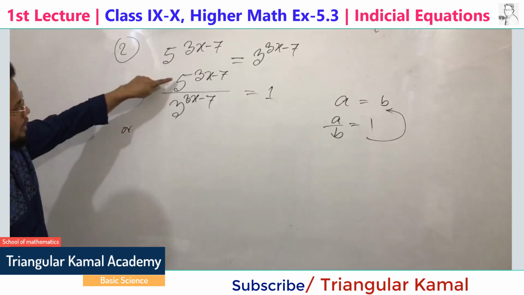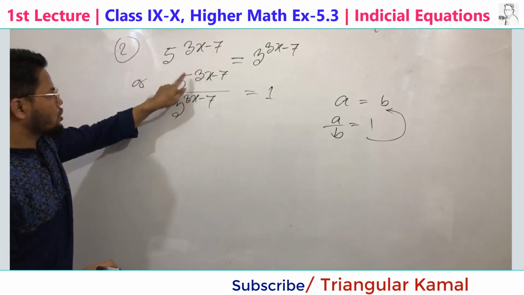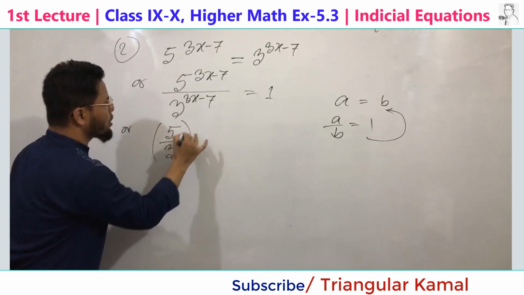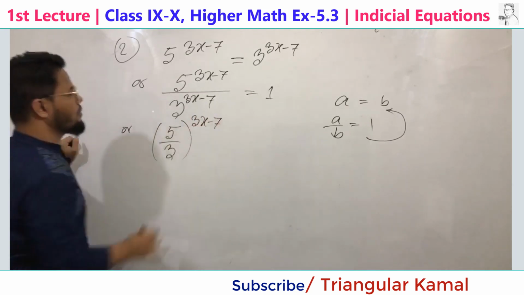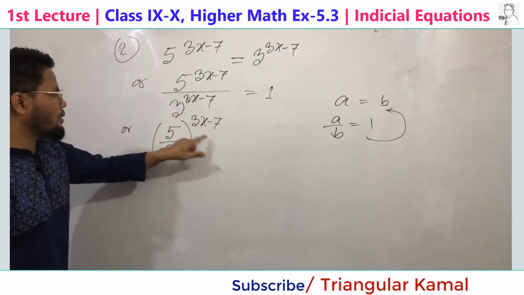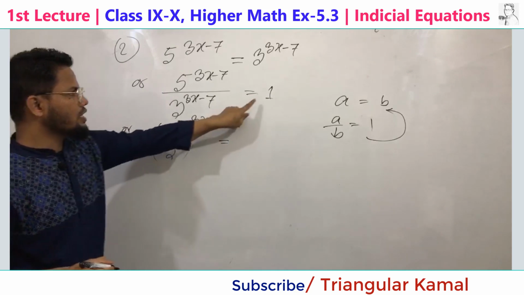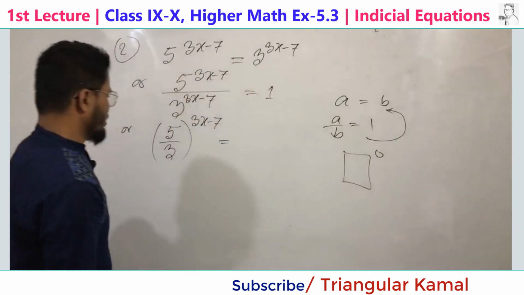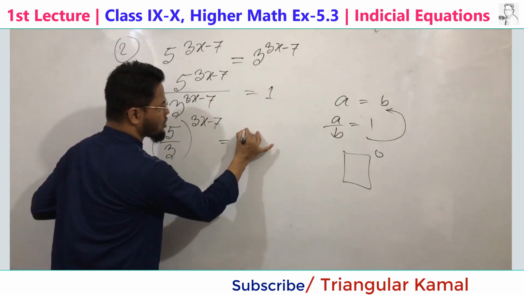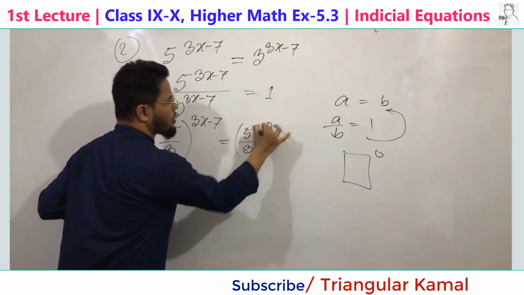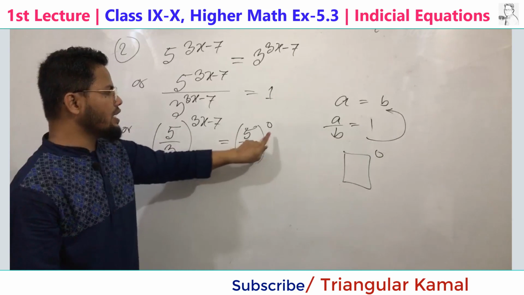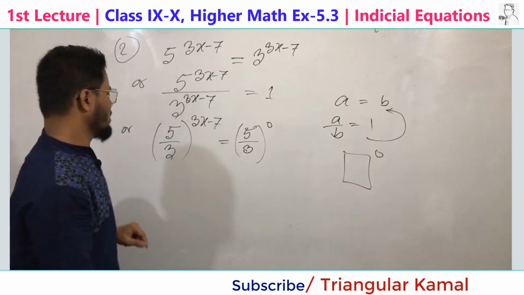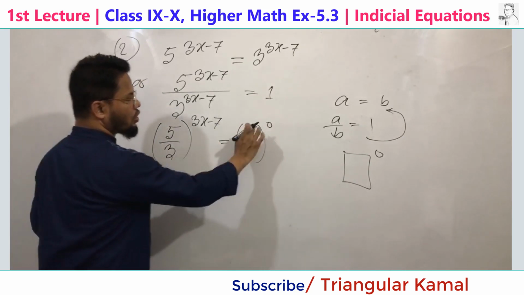Now what we see here, both powers are the same, but the bases are not the same. So we can write 5 by 3 together to the power 3 times of x minus 7. And this one is 1. We know any positive number to the power 0 equals 1. So we can write 1 as 5 by 3 to the power 0, because it gives a positive number and its power is 0, indicating the result is 1. We convert this to 5 by 3 because our left side requirement is 5 by 3.